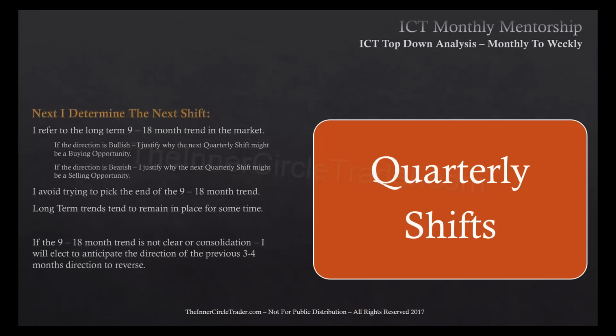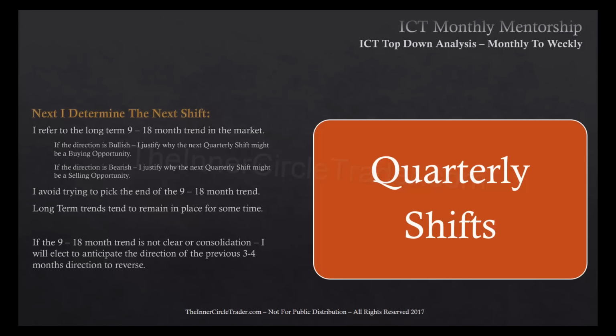All right, and next I try to determine the next quarterly shift or market structure. And I refer to the long-term 9 to 18-month trend. This is on a monthly chart. And if the direction is bullish, that means if we've been going higher over the last 9 to 18 months, I'm going to still try to justify why the next quarterly shift might be a buying opportunity, because I don't want to buck that trend. If the direction is bearish, I first start to justify why the next quarterly shift might be a selling opportunity.